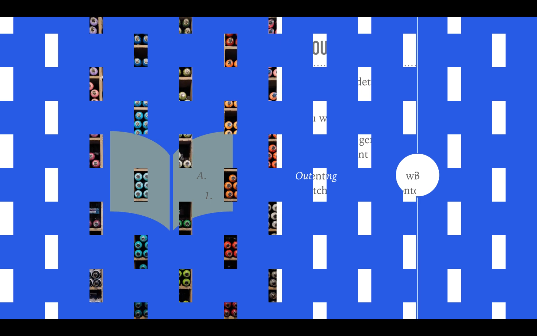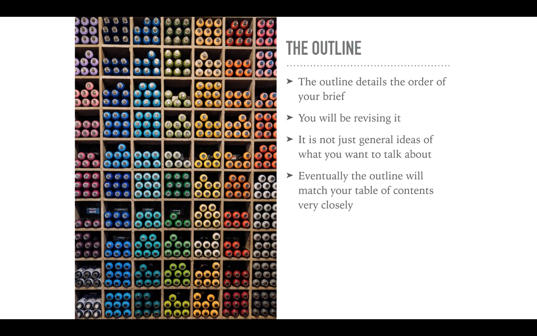Outlining is our next major topic. The outline is your document that details the order of everything that's going to be in your memorandum of law. You will almost certainly be revising the outline from time to time. The outline is not just general ideas of what you want to talk about. The outline is going to be detailed enough that eventually the table of contents in your memorandum of law should match very closely this outline.